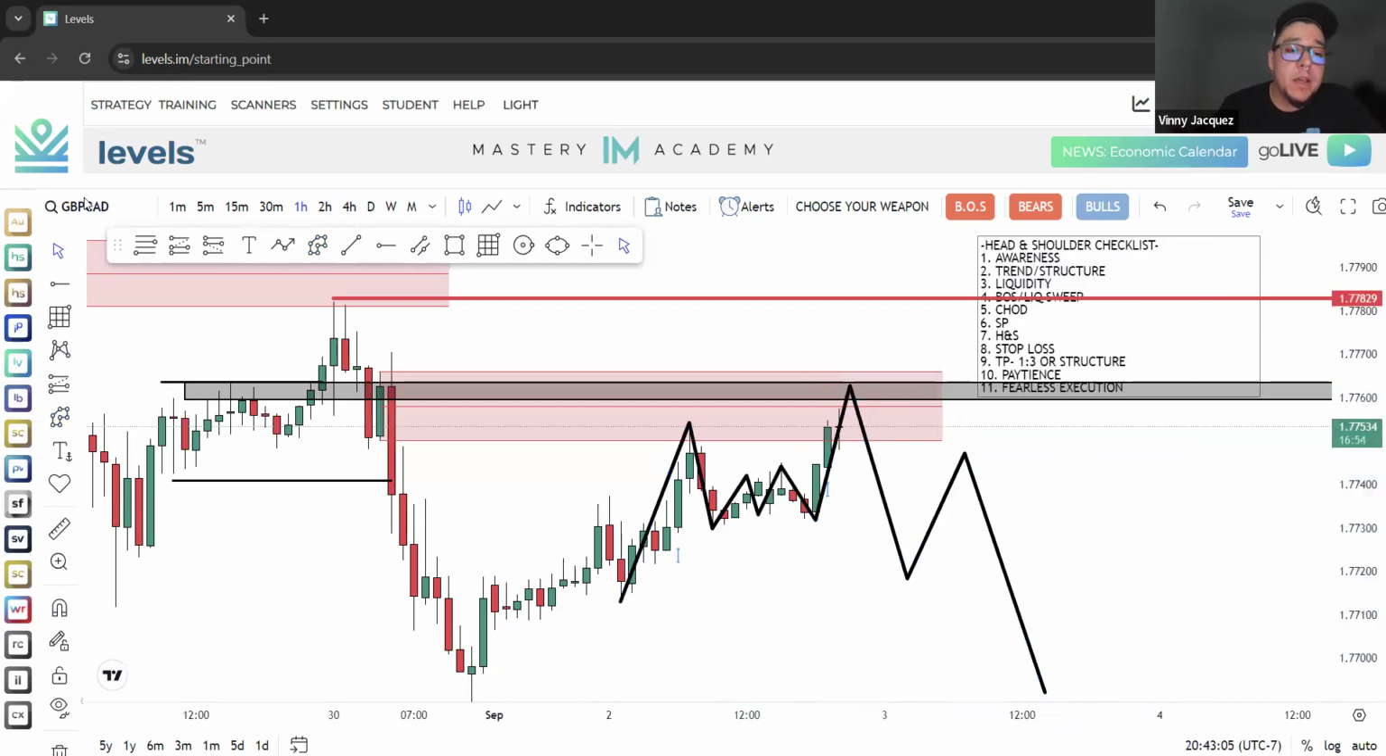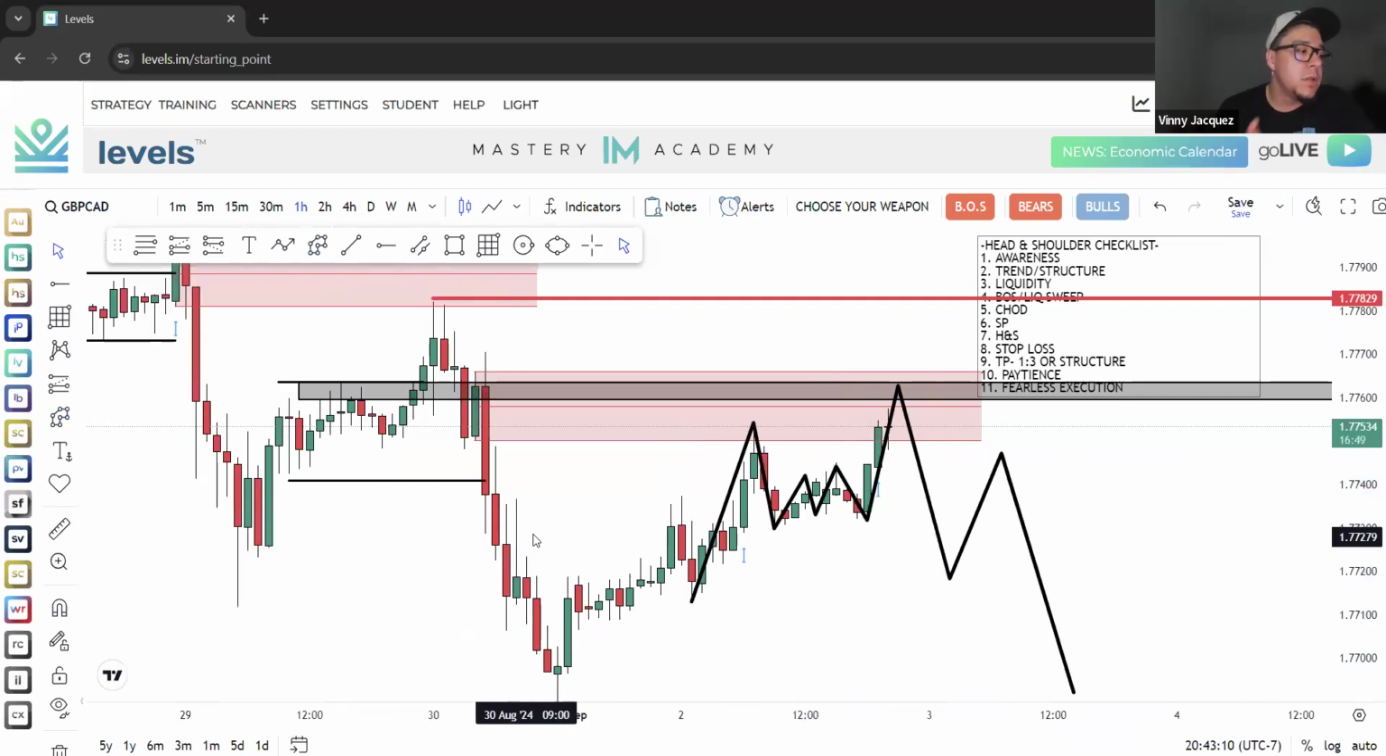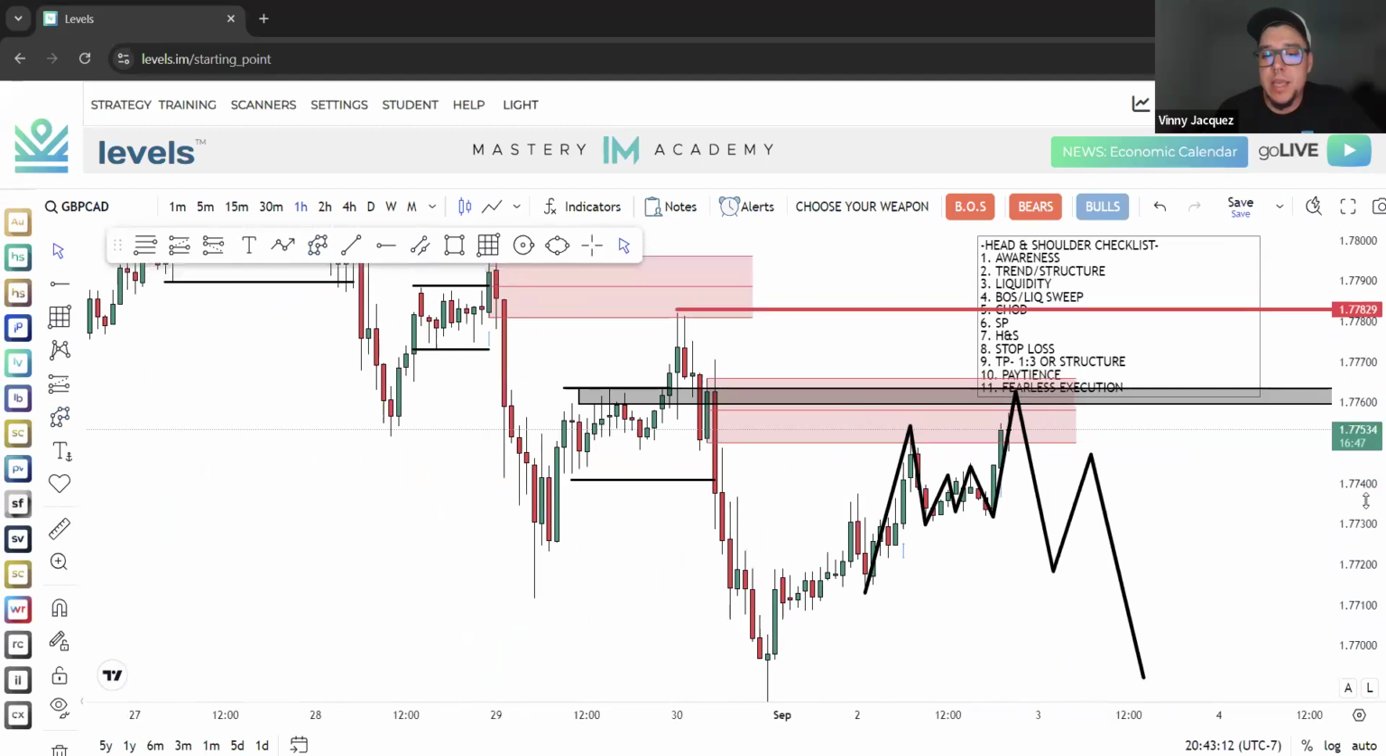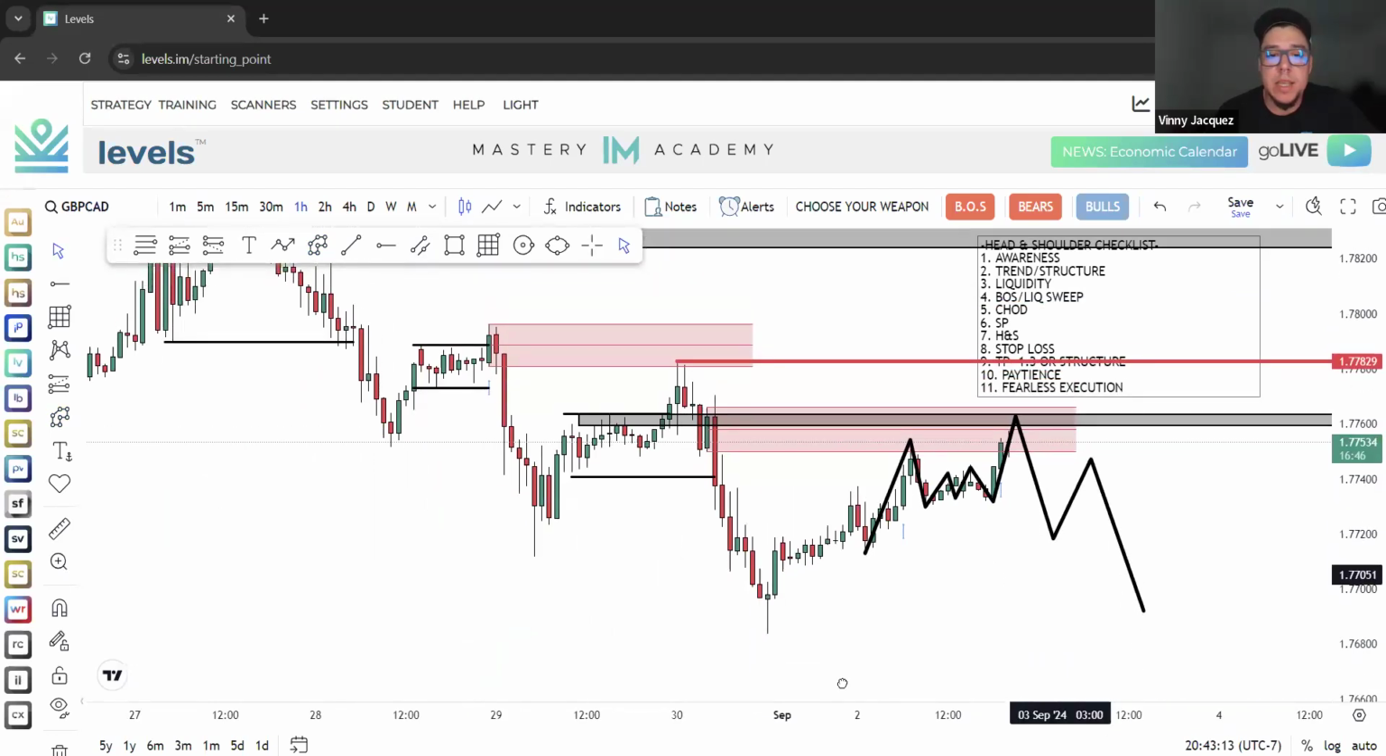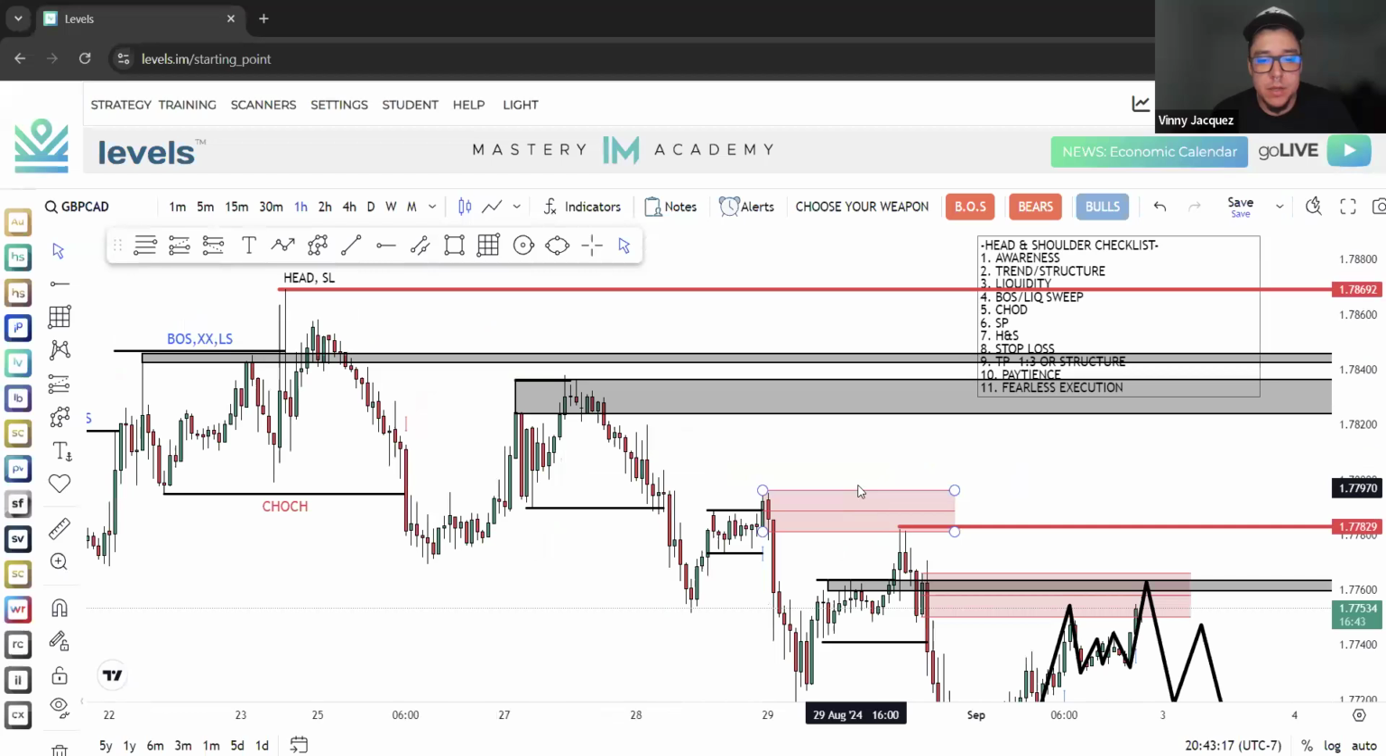So GBP/CAD, a pair that probably nobody trades, but look at it doing its thing, bro. Look at it doing its thing over and over and over again.